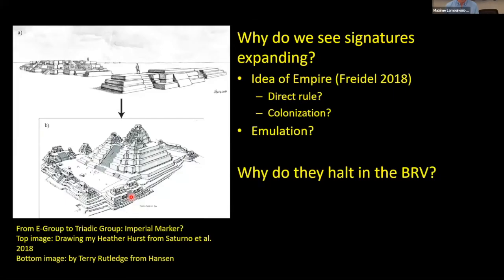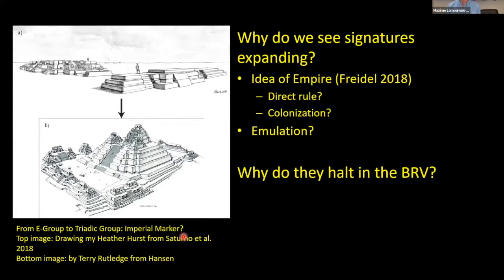Okay. This image here is 2 different images. The one on top is a reconstruction of the E group at San Bartolo, and the bottom one is a reconstruction of one of the triadic groups at Mirador, just intended to stand in as a generic triadic group in this case. I wanted to briefly mention the triadic group at San Bartolo in this context, because in a 2018 article, Bill Saturno and colleagues established that the E group is replaced by a triadic group. And it's the only example I know of a direct replacement, and I think they assert that as well.